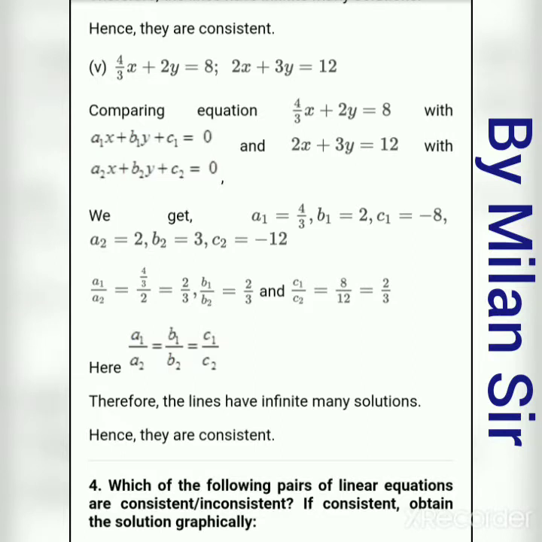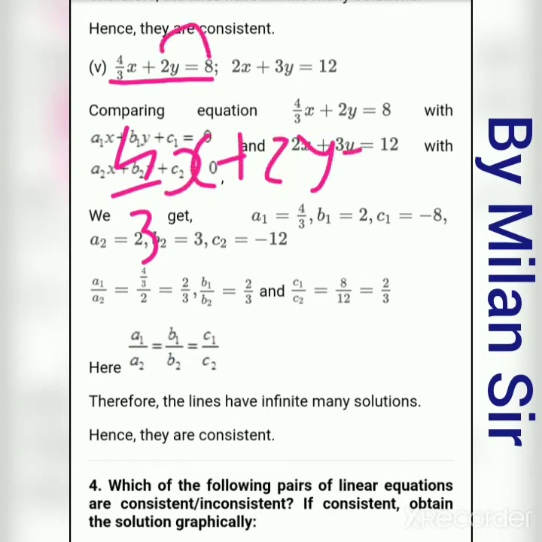Question number 5. First equation: 4/3 x plus 2y is equal to 8. Again, try this question yourself and then watch this video. First of all, we need to transfer it into the standard form. So we can write it like this: 4/3 x plus 2y. Transfer this 8 to the left hand side. It becomes minus 8 is equal to 0.